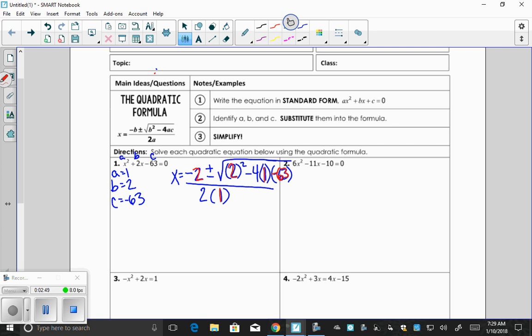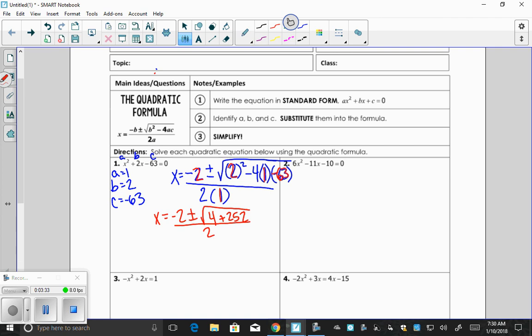So now let's go ahead and try to simplify this problem. So I'm going to have x equals negative 2, which is going to stay negative 2, plus or minus the square root. Well, 2 squared is 4. And then I'm going to multiply negative 4 times 1 times negative 63. And that is going to give me 252. But because it's a negative times a negative, it's going to be positive 252, over 2 times 1. So it's going to be 2.